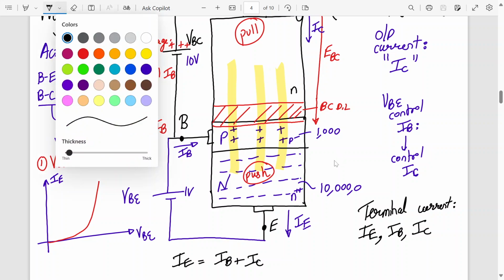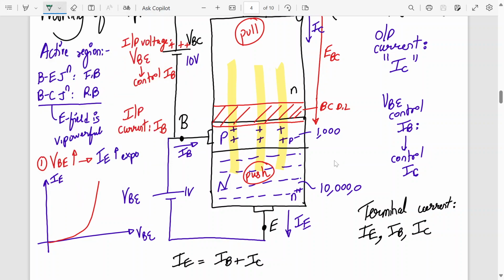By the way, what is the base width now? The base width has reduced as we go on increasing this. So this is the active base width now. Of course, there will be a depletion region here also. So this is WB, width of base.